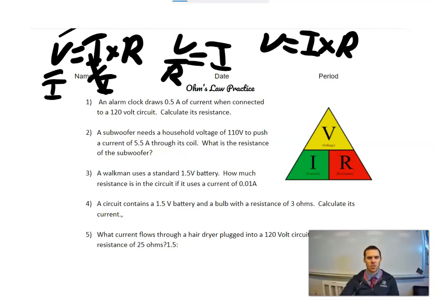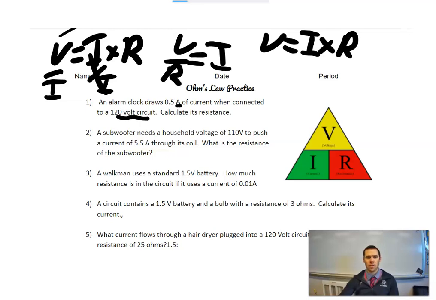You've got an alarm clock that draws 0.5 amps, so this capital A should be a giveaway that we are working with current. You should know that amps is our unit of measurement for current. It's connected to a 120 volt circuit, which is typical in a household circuit, at least in the United States, and we want to calculate its resistance. So I want to get R, my unknown variable, by itself, and it looks like this formula is going to be our best bet. V over I is equal to R.